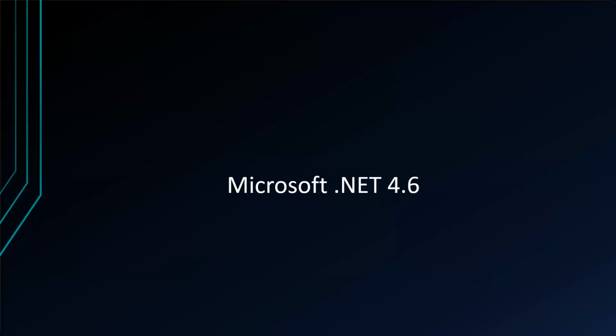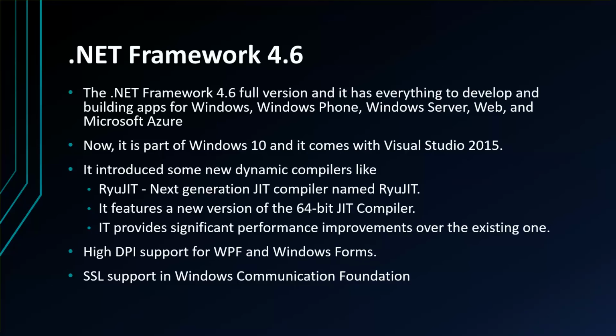So what exactly is .NET 4.6? That is the big and full-fledged .NET Framework. .NET Framework 4.6 is a full version, and it is complete for developing any kind of app, like Windows, Windows Phone, Windows Server apps, web apps, and even cloud-based apps as well. It comes along with Windows 10 and with Visual Studio 2015.